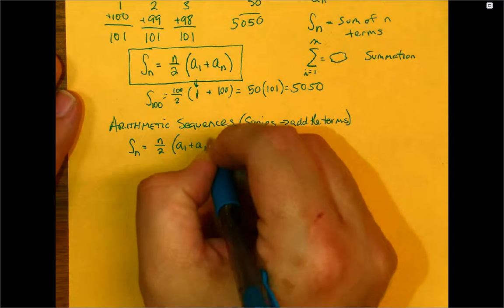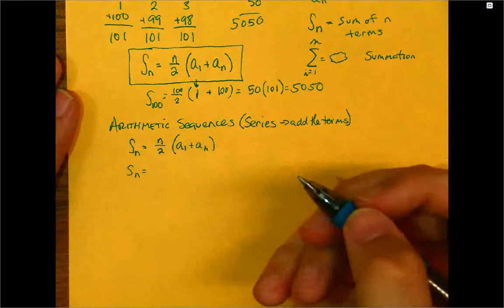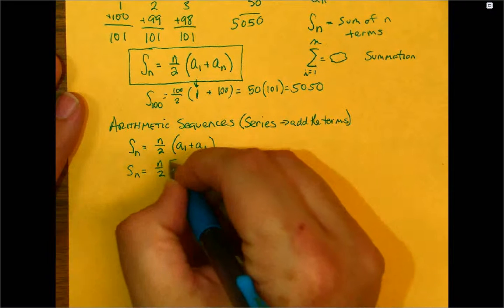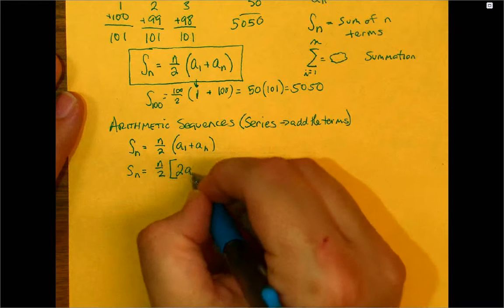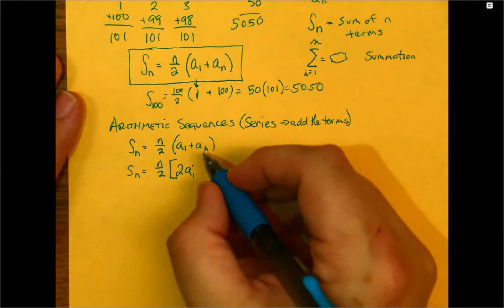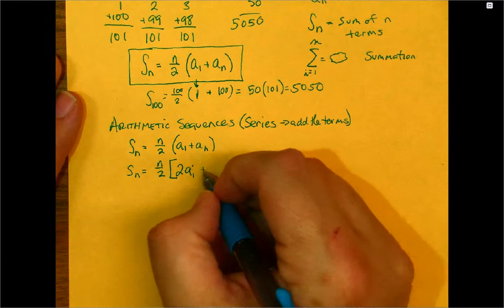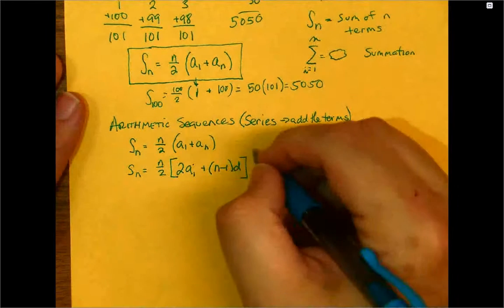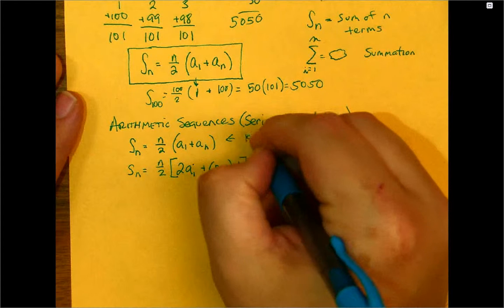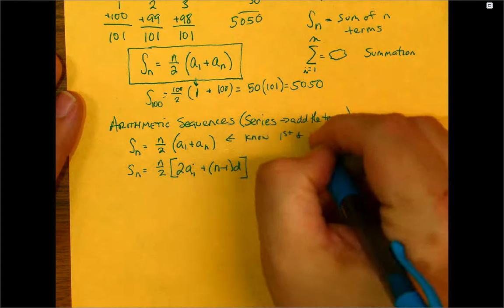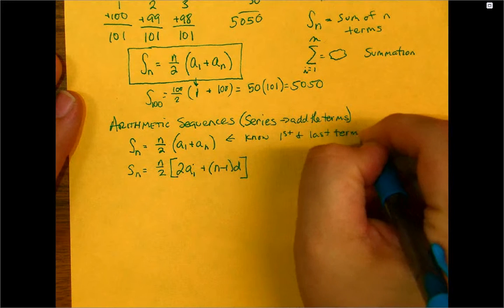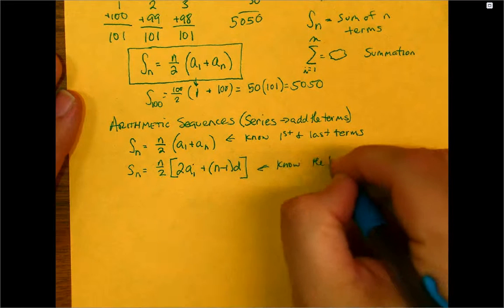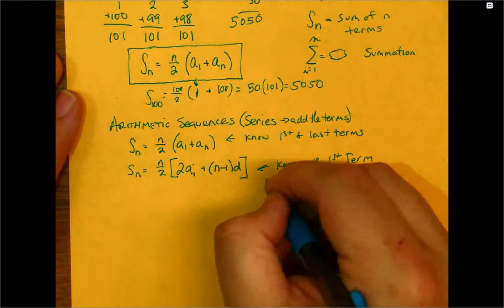The second one, it depends on what you know. The second one would be n over 2, and then there's a big thing here: 2a sub 1 plus n minus 1 times d. The first one is if you know the first and last terms. This one is if you know the first term only and the common difference.